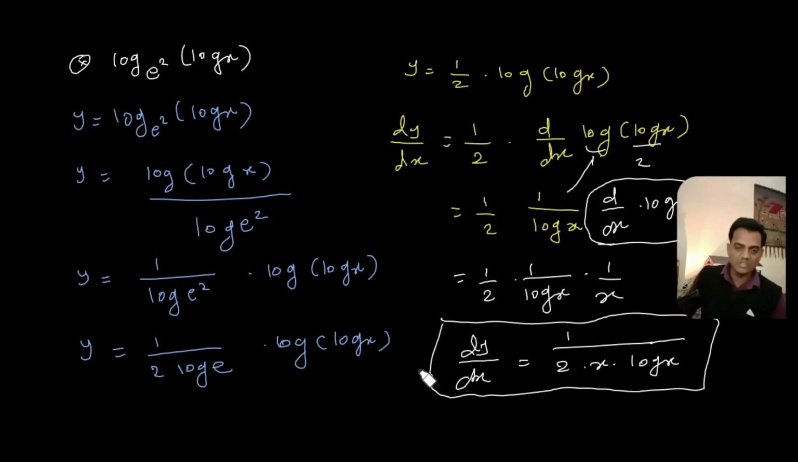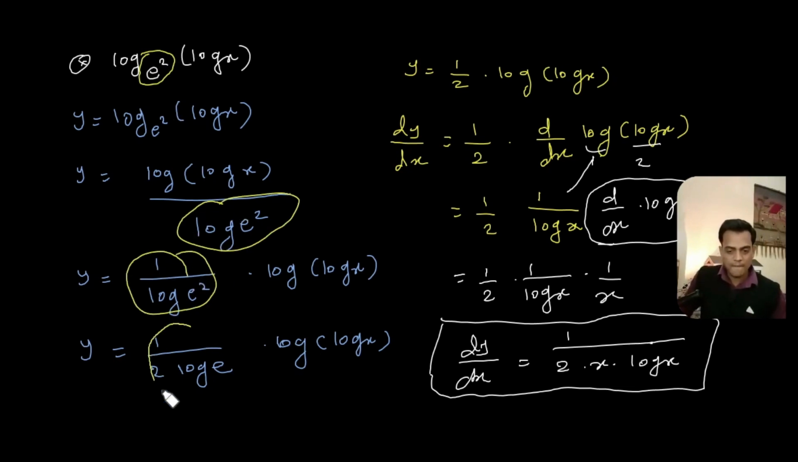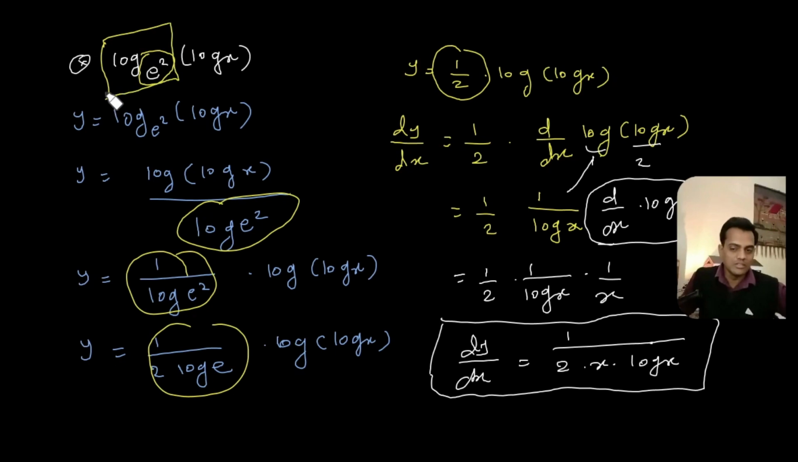So this way we can solve this problem. Whenever you find a complex problem, identify that this particular term is a constant part, so we can eliminate it. Like this, we have eliminated the constant part. It is equal to 1 by 2 multiplied by log of x. So that's a simple one.